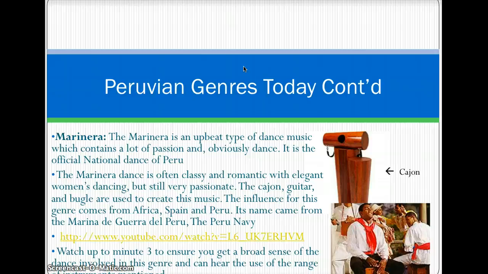Marinera dance is often classy and romantic, where the women dance elegantly but still very passionately, and the men tend to dance in the lead. The cajon, a guitar, and bugle are used to create this music.